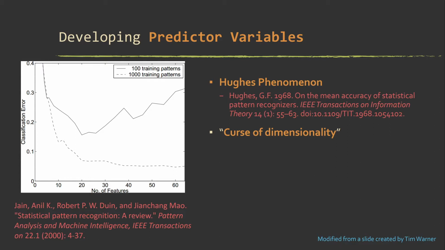It turns out that's actually not always the case in the world of machine learning. This is known as the curse of dimensionality, or the Hughes phenomenon, named after the researcher Hughes. This was coined early, in the 1960s, as you can see there. Okay, this is a graph from a paper by Jain et al. We're basically graphing classification error against the number of predictor variables, or the number of features. The dashed line is a model with 1,000 training samples, and the solid line is a model with only 100 training samples.